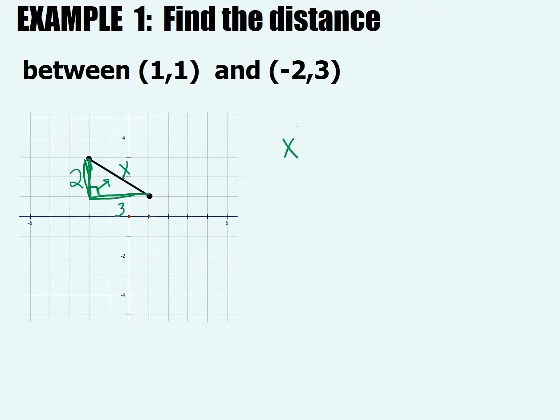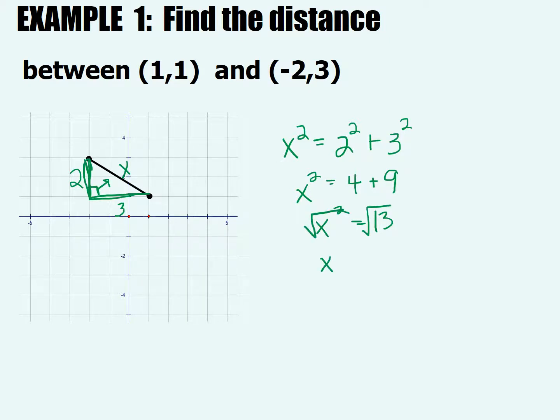So x squared equals, take the two legs and square them and add them together. So we get x squared equals 2 squared is 4, 3 squared is 9, 4 plus 9 is 13. Again, to get rid of that power of 2, I take the square root of both sides. X equals, remember taking the square root, I get plus or minus the square root of 13. It's not a perfect square, so I leave it as the square root of 13. Or to better understand what that number is, I can type it into my calculator and get back a decimal.